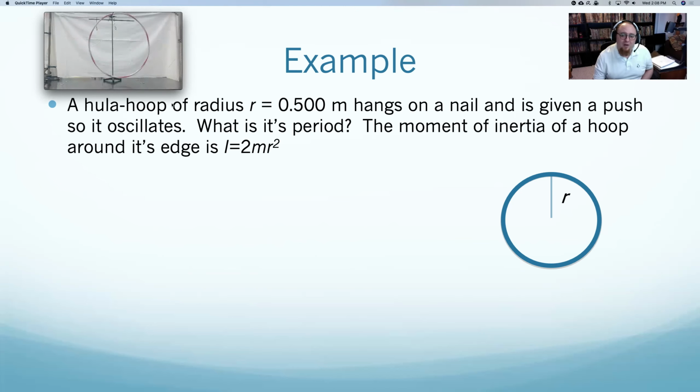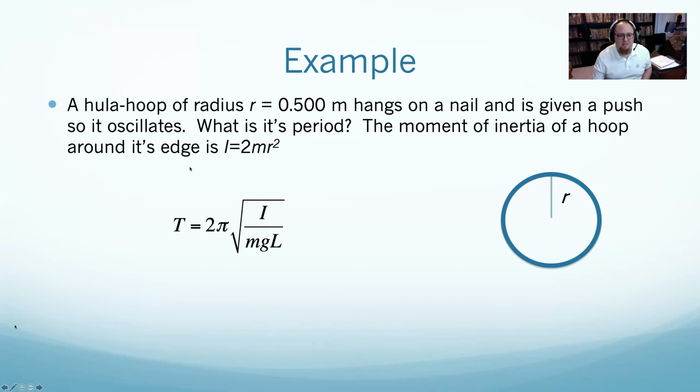So, if I want to go and find this, I need the moment of inertia of the hoop. We've covered before what it is around the center. We've never talked about the moment of inertia of a hoop around the edge, or how to solve that. It's not something I expect you to know, but I'm just going to tell you. The moment of inertia of a hoop around its center is 2 mr squared. So I can say the period is 2 pi square root of I over mgL.